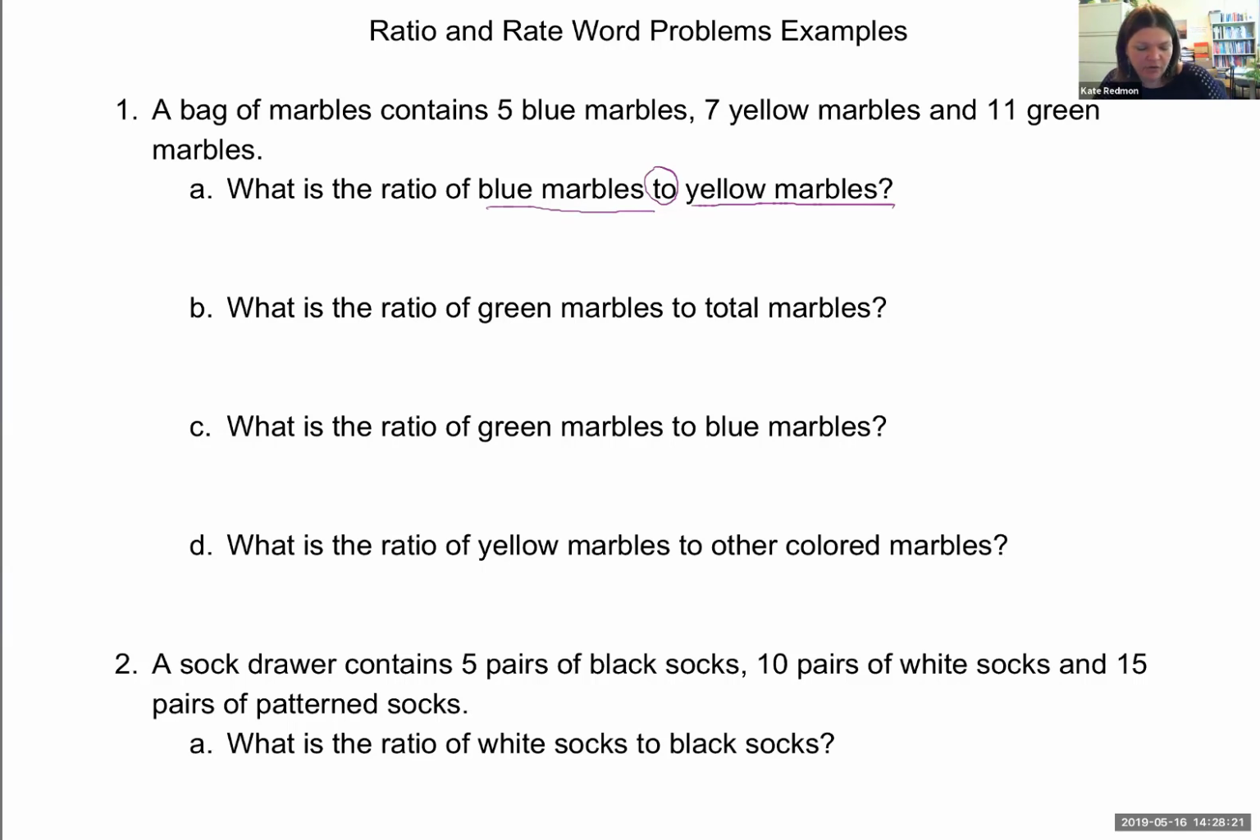Well, I'm just going to go in the order they asked me to and make a fraction. I'll start with the blue, and I'll put that over the yellow. Super duper simple. So we've got 5 blue marbles. We've got 7 yellow marbles. So what is the ratio of blue marbles to yellow marbles? It's 5 to 7, and you could write it that way, or you could write it this way. They both say 5 to 7.